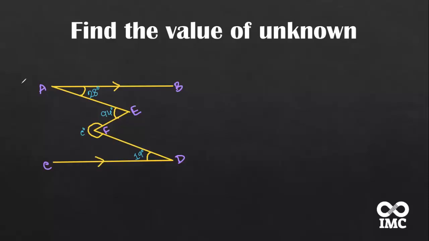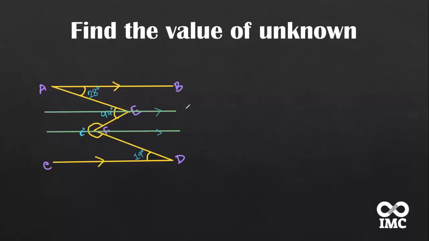So how can you solve? At first, we need to draw another two parallel lines here and here. So let's draw these parallel lines. If we draw another two parallel lines at point E and F, we will see that AB and this parallel line, this line, all lines are parallel.